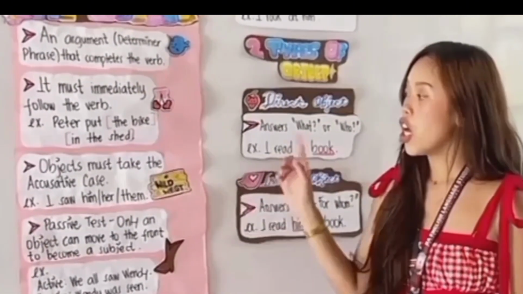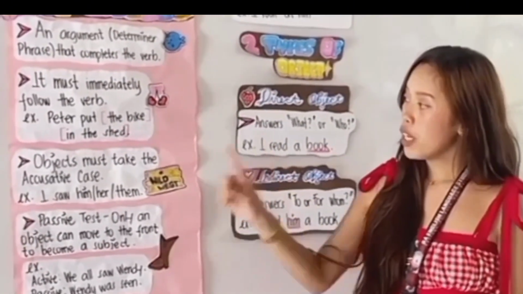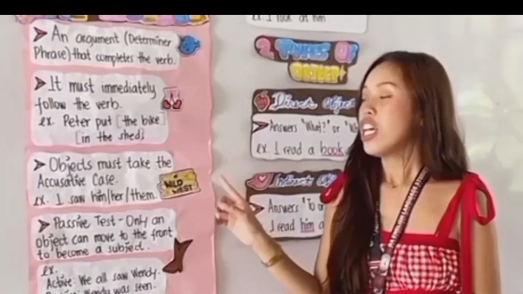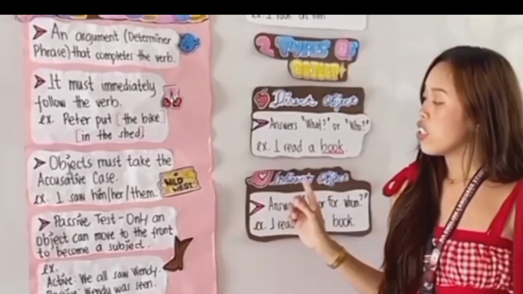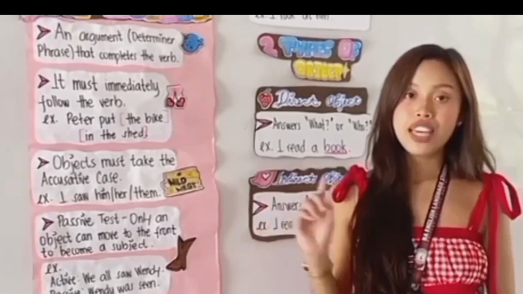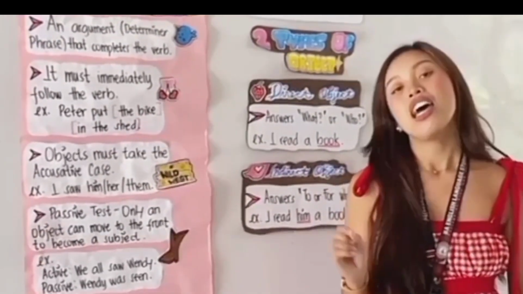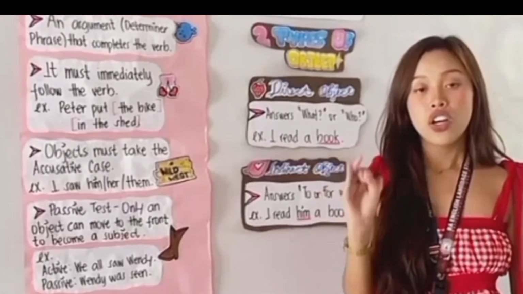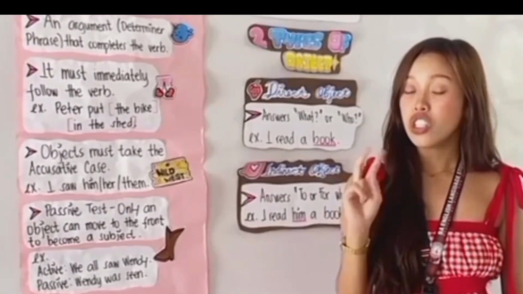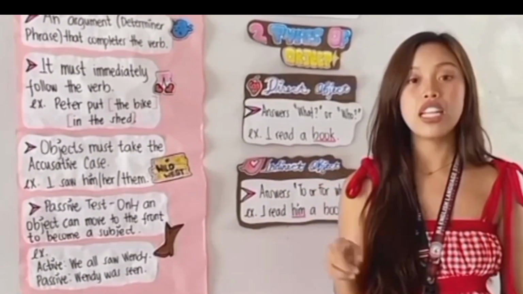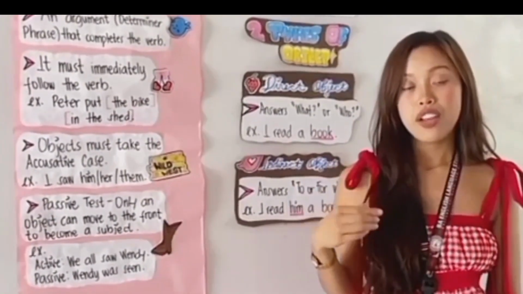If you change the position of the object, it turns out like Peter put in the shed the bike, so it will become ungrammatical. To identify the object, it always uses the accusative case. For example, I saw him. It uses him, her, and them instead of he, she, and they, because he, she, and they are nominative or subjective, and using them would make the sentence ungrammatical.